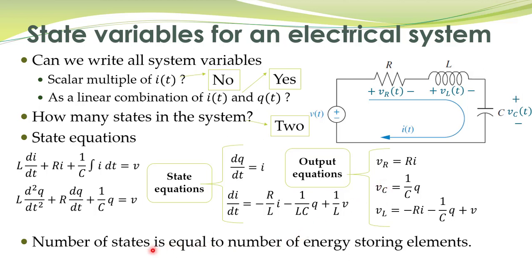So here the number of states in a system is equal to the number of energy storing elements. In this particular system, the inductor is an energy storing element, it stores energy. The capacitor is an energy storing element. There are two energy storing elements, therefore the number of states in this system is equal to 2. In the previous example there was only one energy storing element, therefore there was only one state, and that is true for any physical process. You can also talk about mechanical systems. In a mechanical system, what are the energy storing elements? Damper is not an energy storing element. Damper dissipates energy, that is equivalent to a resistor in electrical circuits. So in mechanical systems spring and mass are energy storing elements.